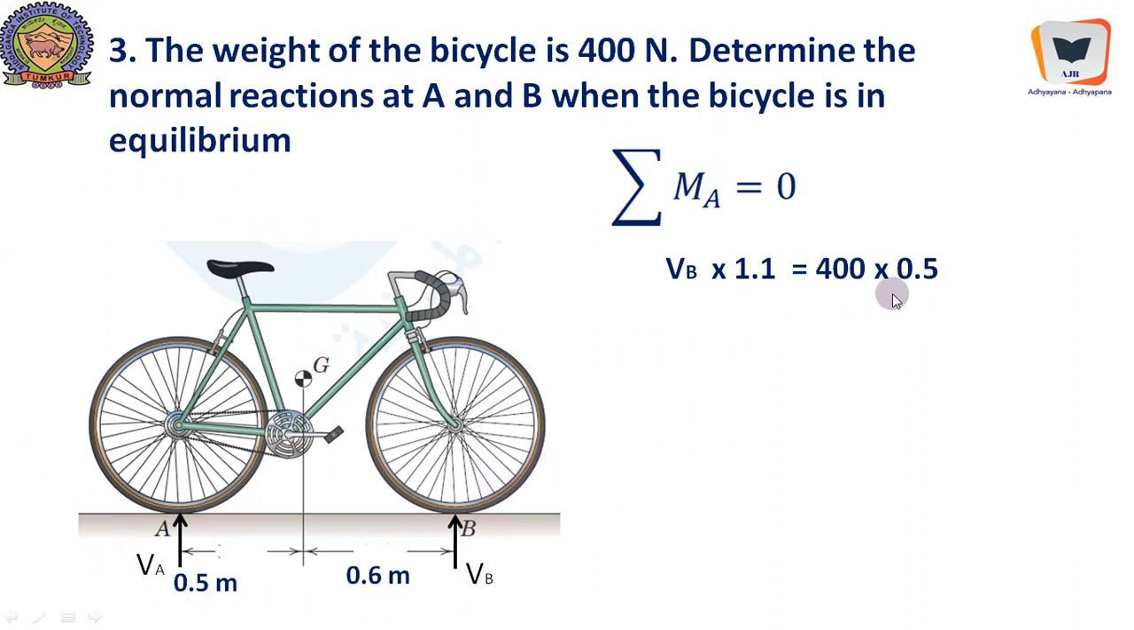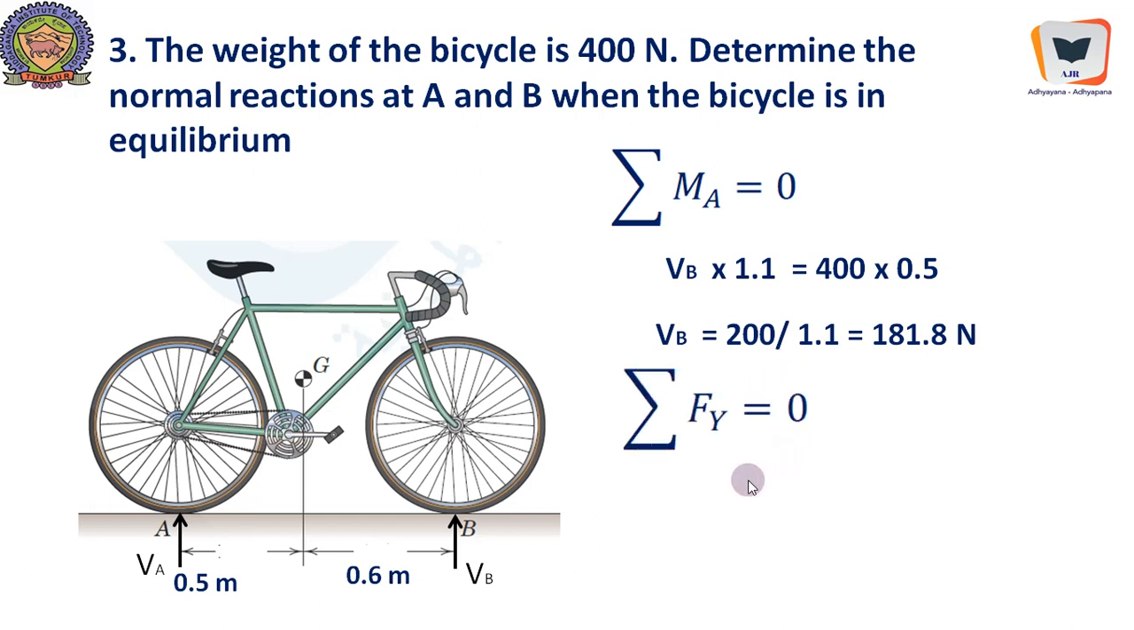It can rotate. 400 into 0.5, the load, the total load of the beam and the total weight of the bicycle. So 400 into 0.5. Those two are the only two forces, one unknown and one weight. So it will give us VB equal to 200 divided by 1.1. That will give us 181.8 Newton.